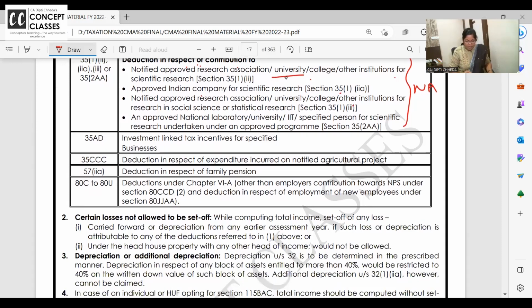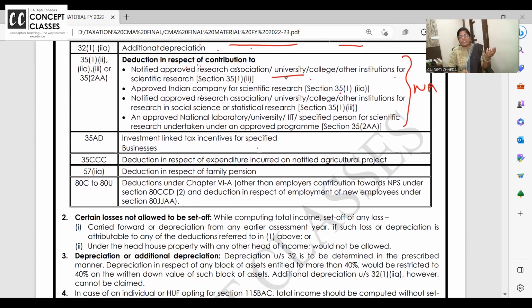Next, 35AD, investment-linked incentives for business. You know, when you set up a specified business, warehousing business, manufacturing of fertilizers, iron ore, 2-star and above hotel, multi-speciality hospitals, you are doing a specified business, then you can deduct capital and revenue expense all. That is what 35AD is. That deduction will not be allowed if you go for the new tax regime.